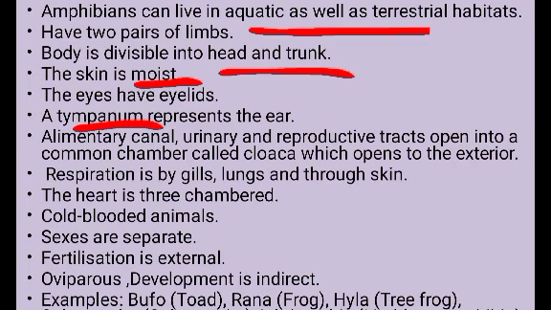Then the alimentary canal, that is the digestive system, the urinary canal, that is the excretory system, and the reproductive tract, that is the reproductive system, will open into a common chamber called the cloaca. So the cloaca is a common chamber in which the alimentary canal, the urinary system and the reproductive system open, and this cloaca opens to the exterior. Then the respiratory organs: gills, lungs and skin.